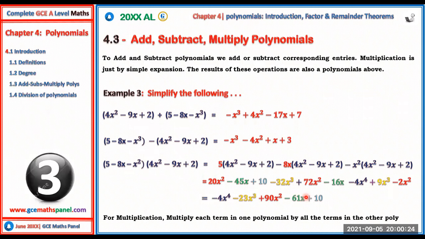Our next chapter will be on functions, and it'll be very, very important that you look at this chapter. After this lesson, we have factor and remainder theorems and identities.